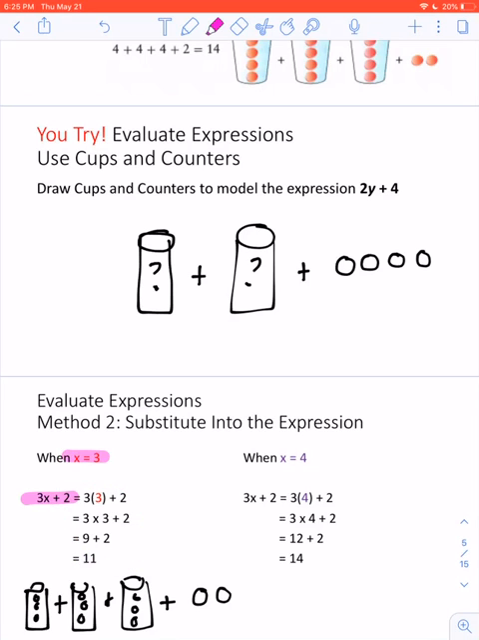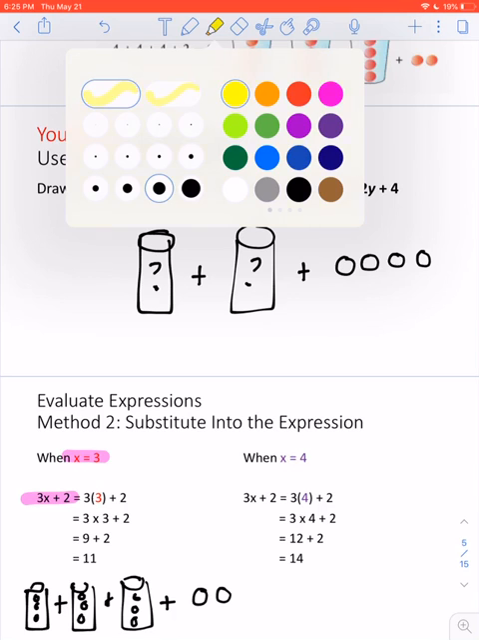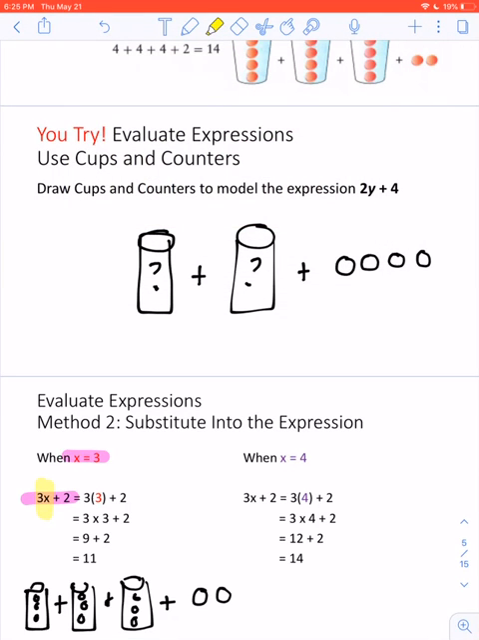So, looking at the expression, I'm telling you that x is 3. So you'll notice I put 3 in right here. So then 3 bracket 3 means 3 times 3 plus 2. 3 times 3 is 9, plus 2 is 11. So if I count that up, that's the case. 3, 6, 9, plus 2 is 11.